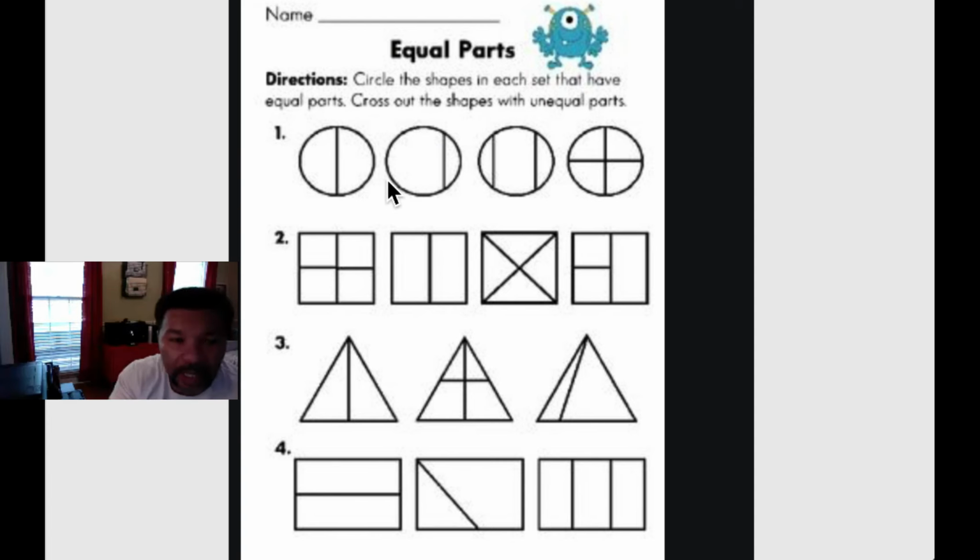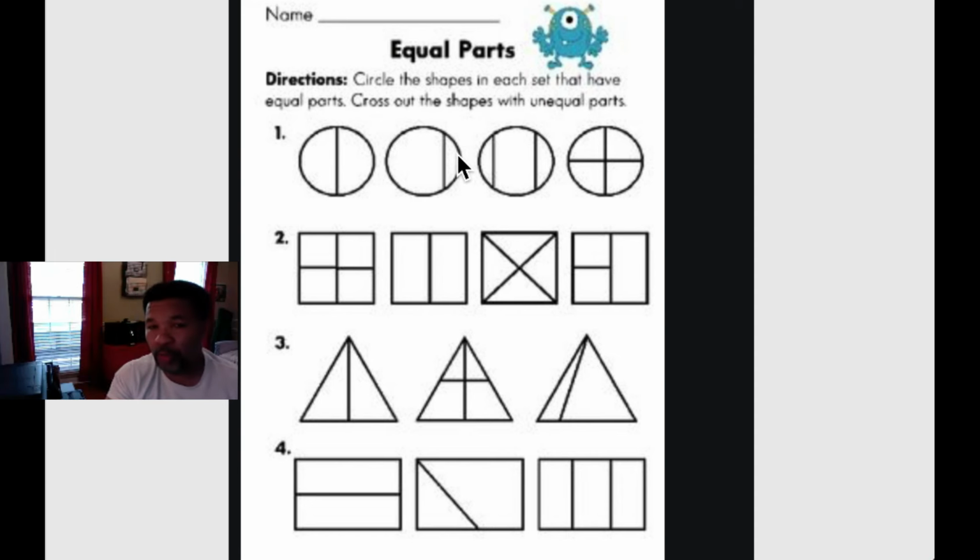Let's take a look at number one. Number one has two sections. Is this the same shape and same size on this side as it is on this side? Yes, Mr. McKee. Yes. How about this one right here? Something looks a little different. There's a lot of space right here, and very little space here. Is this the same shape and size as this? It is the same shape, but is it the same size? It's not equal, is it?